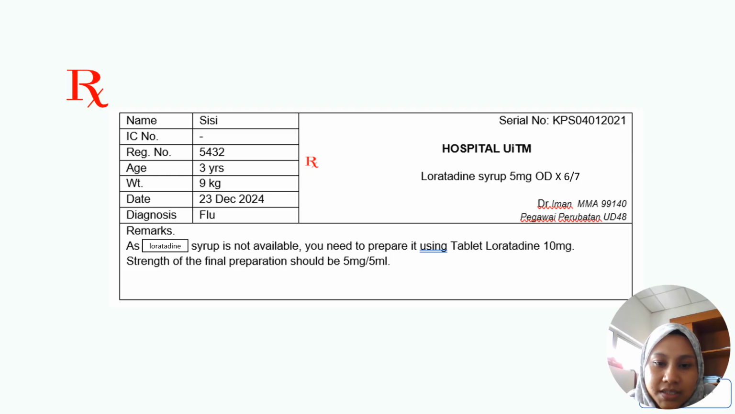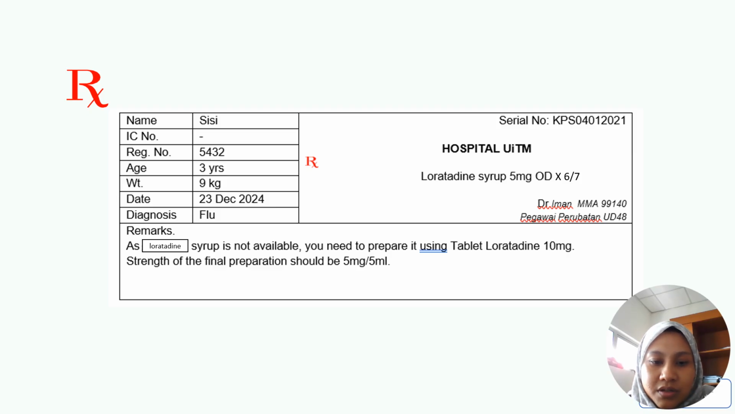For example, this is the prescription given to you for a patient named CC. The prescription is to compound loratadine syrup 5 milligram OD. OD is once daily for 6 days. So the patient has to take loratadine syrup, which is an antihistamine, for 6 days. The indication is flu.